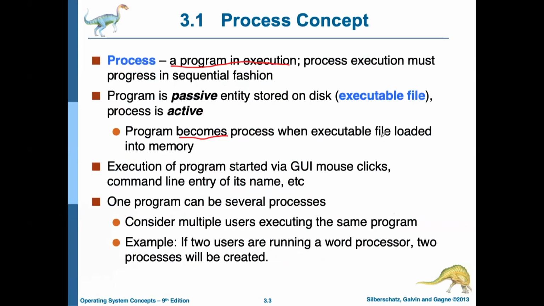Execution of a program is started through a GUI mouse click, or command line entry of its name, etc. So in order to execute, you click, or maybe you type run in the command line. And one program can be several processes. Consider multiple users executing the same program. For example, if two users are running a word processor, two processes will be created.